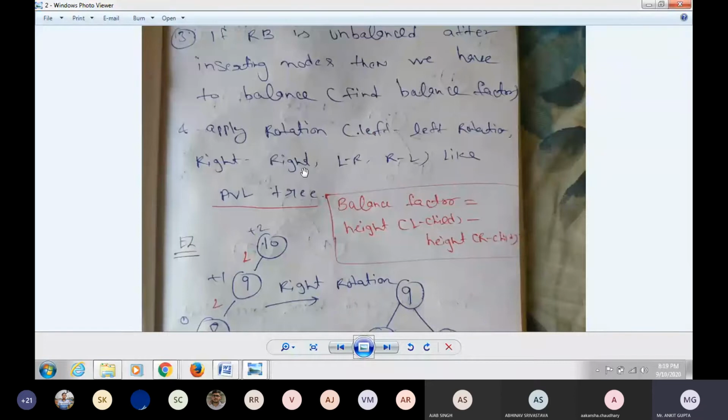If suppose I am getting right right in my tree after inserting the node, so in this case you have to rotate left. Okay, if I am getting left right, so first of all you have to rotate left, then you have to rotate right. So first of all left, then right. If suppose I am getting right left, so first you have to rotate right, then you have to rotate left. Okay, same as the AVL tree.